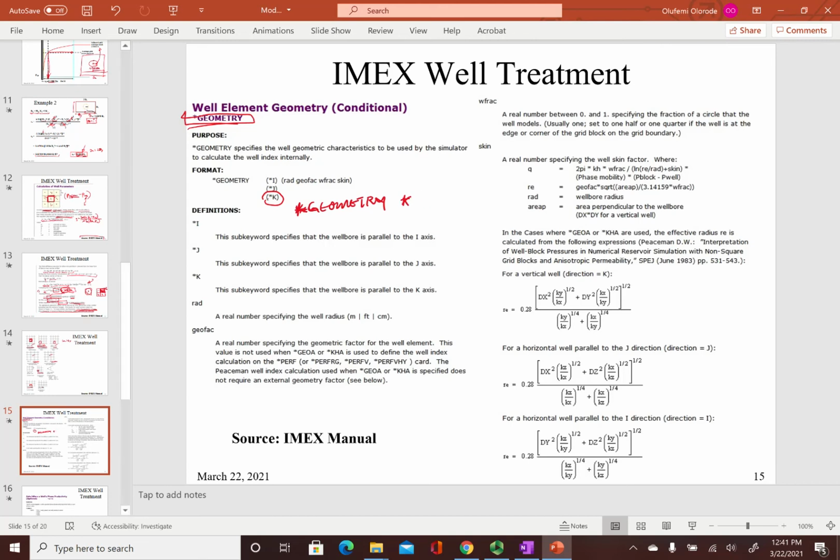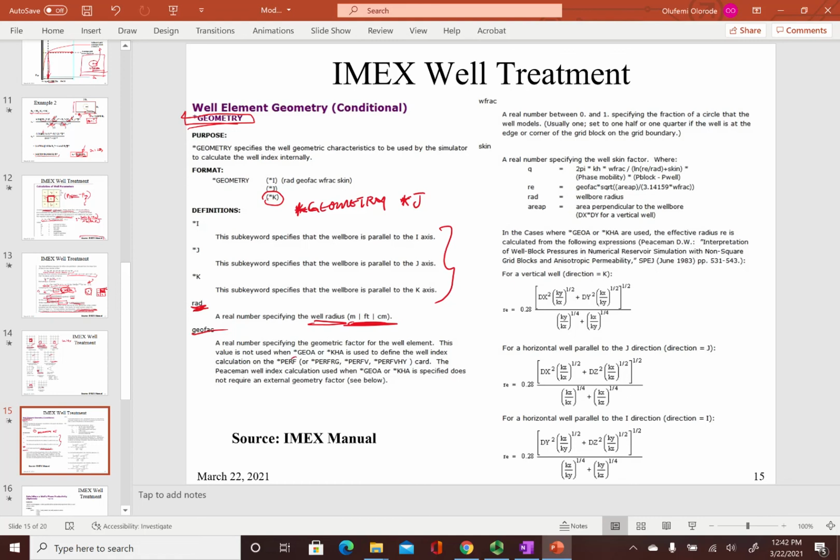If it's a horizontal well drilled in the I direction, star I. If it's drilled in the J direction, star J. So that's how these keywords work. Then for rad, you provide the radius of the wellbore in whatever unit you have chosen at the beginning of the input file. The geofrac, of course, is related to the geometry of the grid.